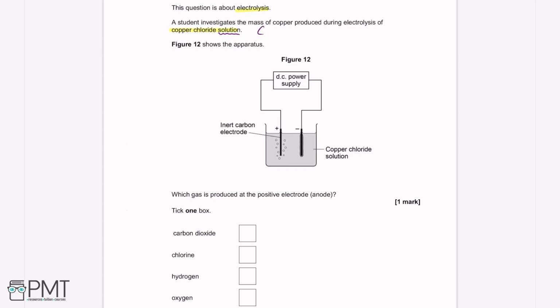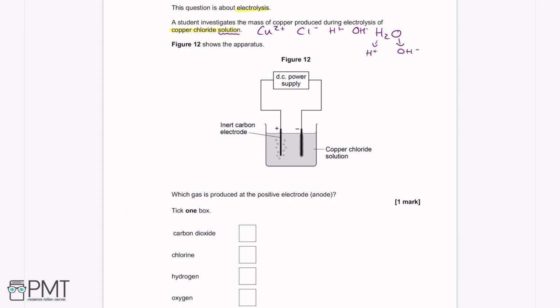So we're going to have copper ions, right? And we're going to have chloride ions. But because it's a solution, it's dissolved in water, H2O. And we can break down H2O into being an H plus and an OH minus ion. Okay, so in this copper chloride solution, we have copper ions, chloride ions, H plus ions, and OH minus ions.